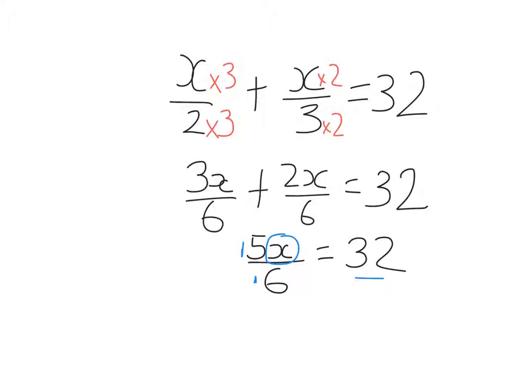So I've got to undo things in the opposite order. So first thing I'm going to do is times each side by 6. Remember, what you do to one side of the equation, you have to do to the other. So times 6 and divide by 6 cancel each other out. When you times a fraction by a whole number, you don't times the top and bottom of the fraction by that number. So the 6's just go away.